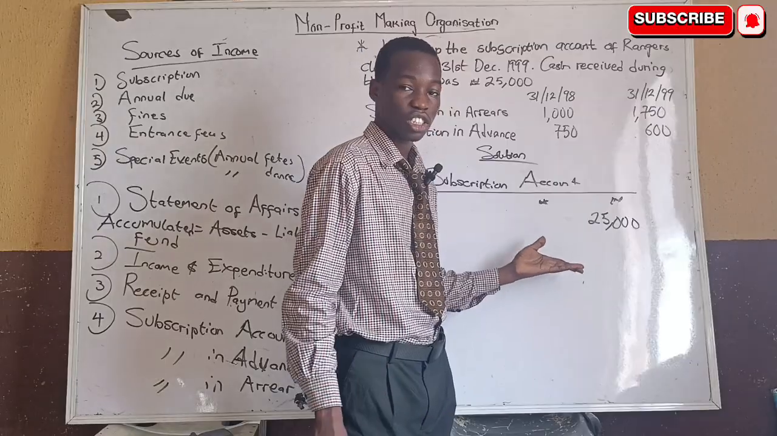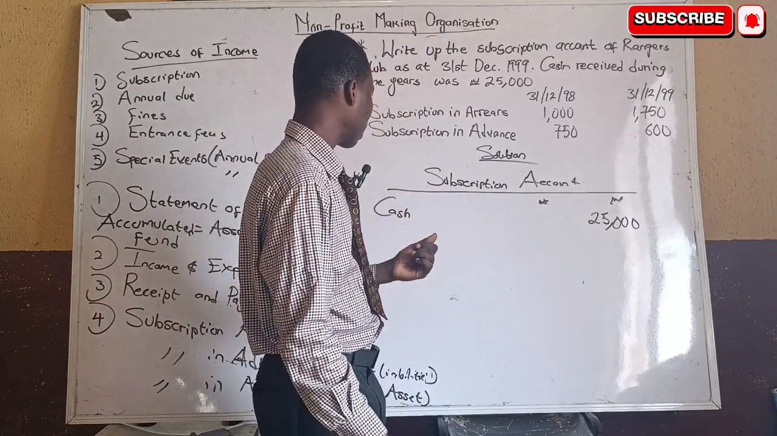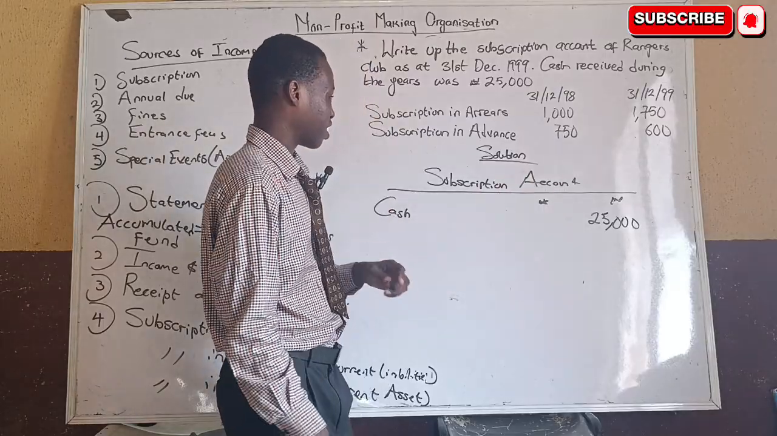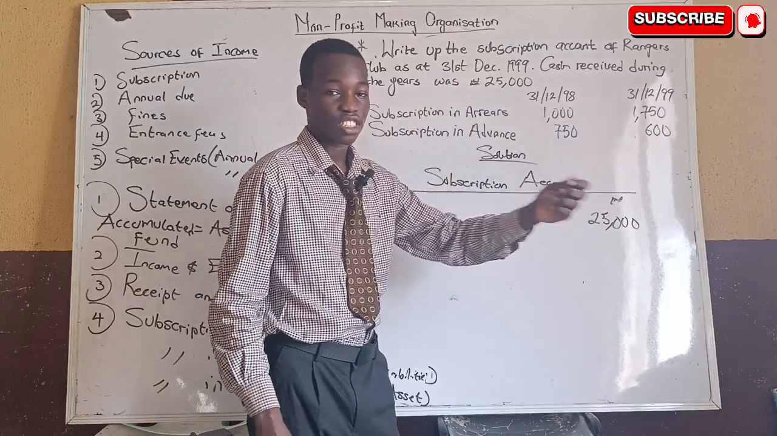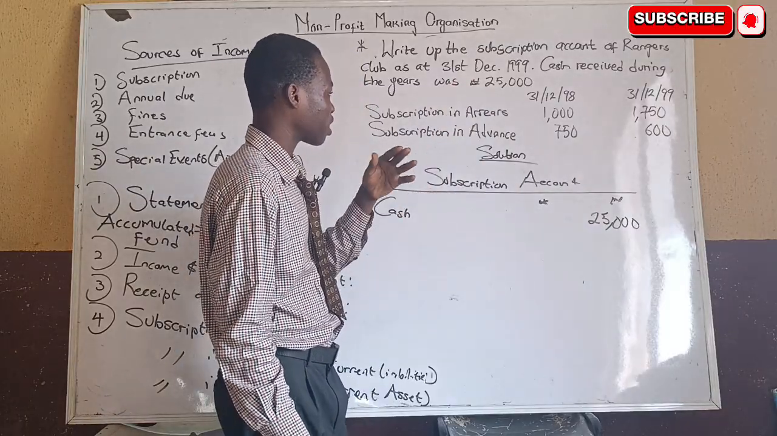So this subscription account is for December 1999. I should have written it there, but when you are in an exam, you need to write the name of the organization, then you write the date. Note that. Now we have written out the cash. Let's make the necessary adjustments.